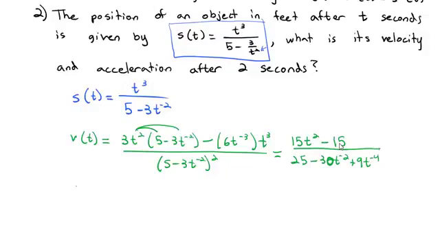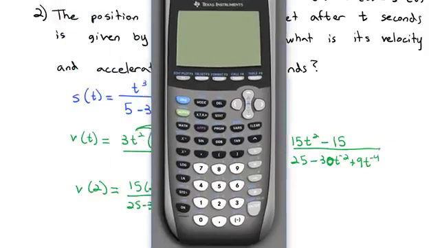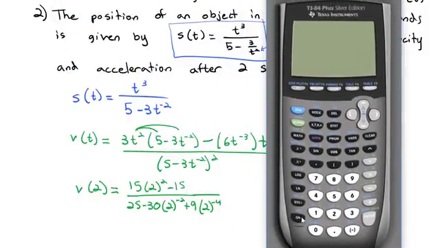So we should be able to calculate the velocity after 2 seconds by plugging 2 into this formula. 15 times 2 squared minus 15 over 25 minus 30 times, not t, but 2 to the negative 2, plus 9 times 2 to the negative 4 power. And we can plug this into our handy-dandy calculator.